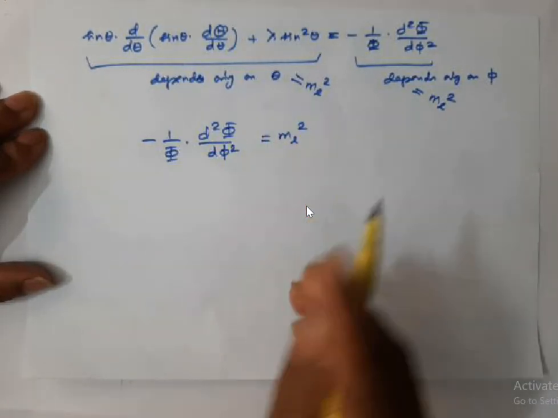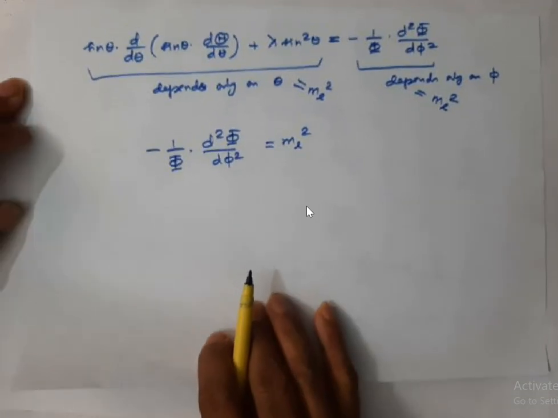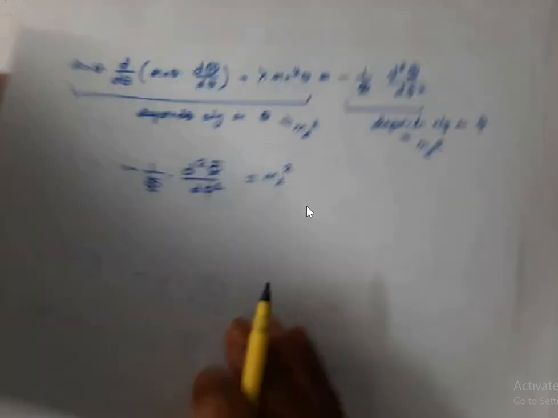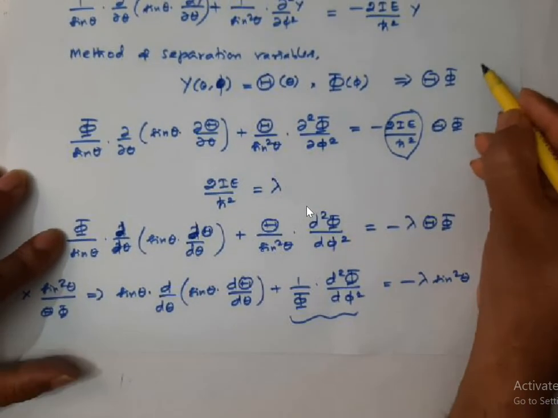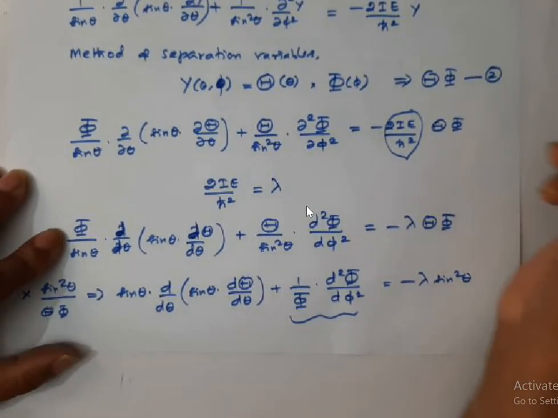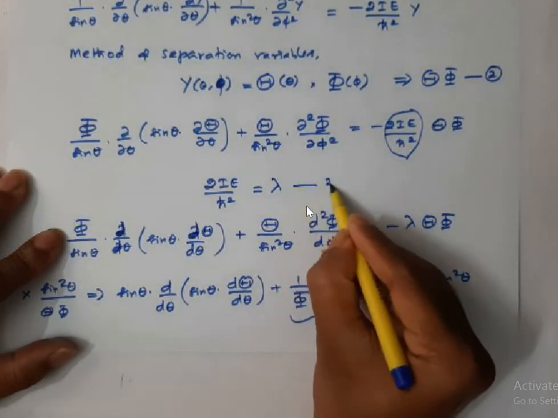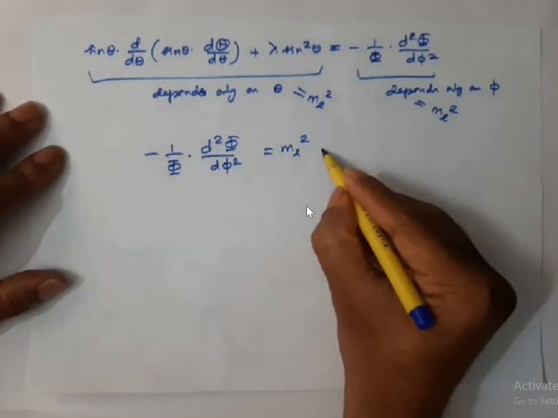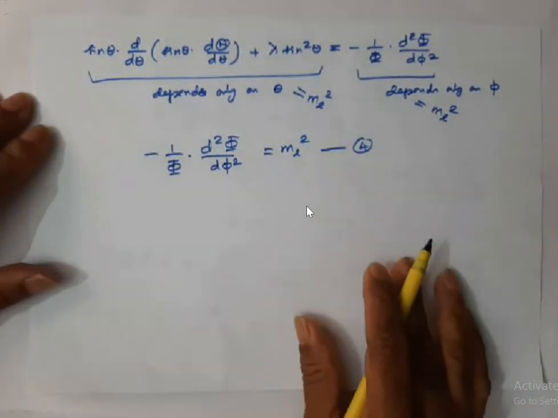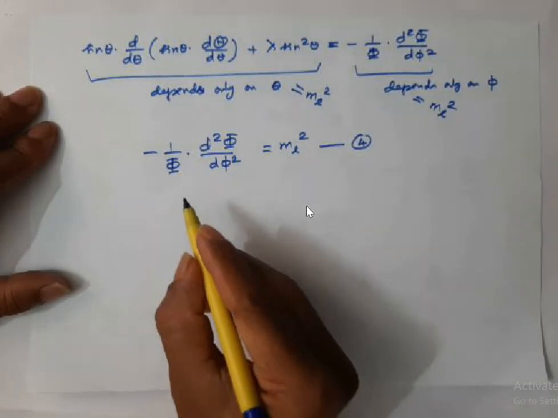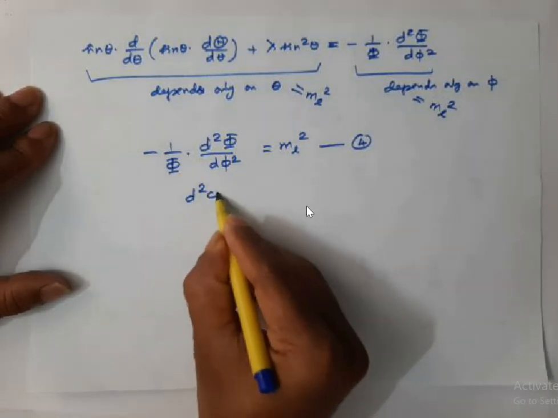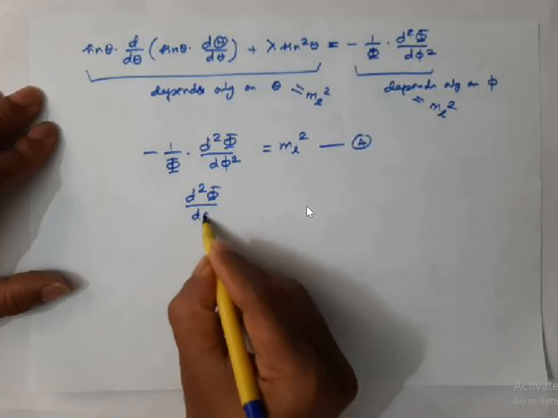I'll get an equation. Shall I give a number to this equation? One second. Before that, I'll give this as equation number 2, this as equation number 3, and this as equation number 4. Now bring this phi to the right hand side. You can rearrange this equation and write it directly.